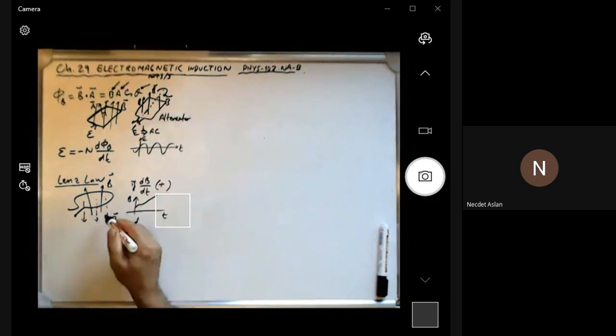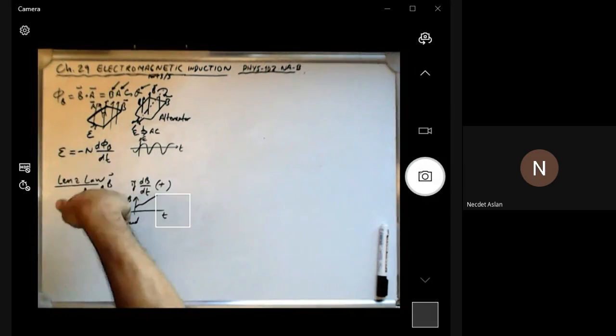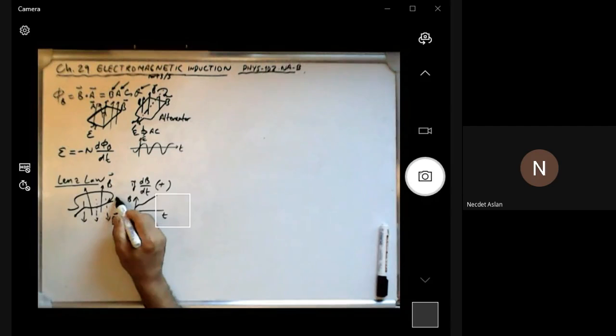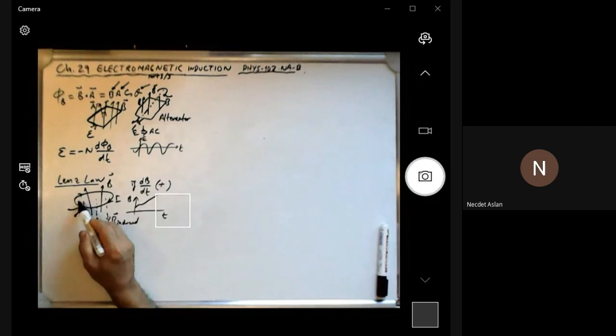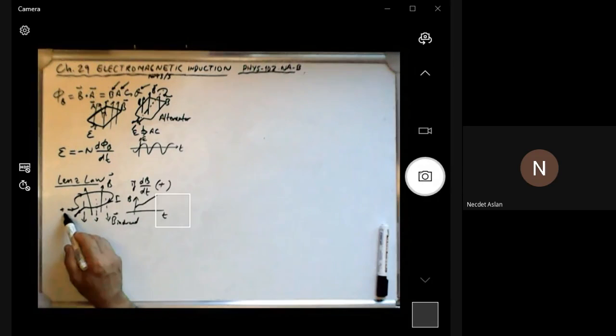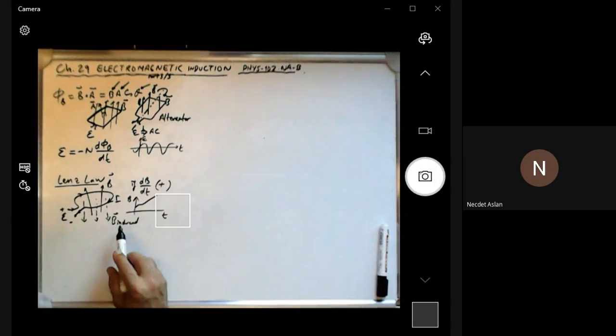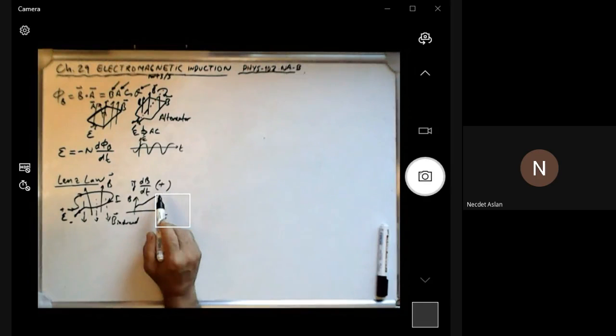Actually, this happens everywhere, not only here. The way to create this induced magnetic field is using the right-hand rule, passing a current this way. So the current will be coming to this point and leaving from that point. So this will be plus and minus epsilon if B is increasing in time. This is what we have seen.